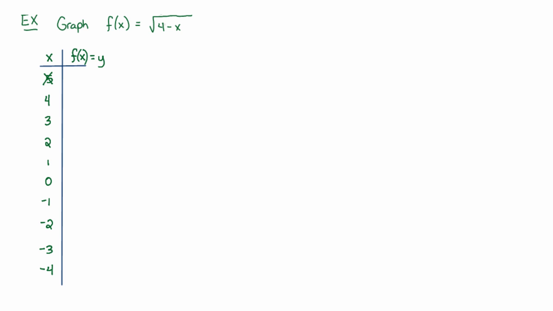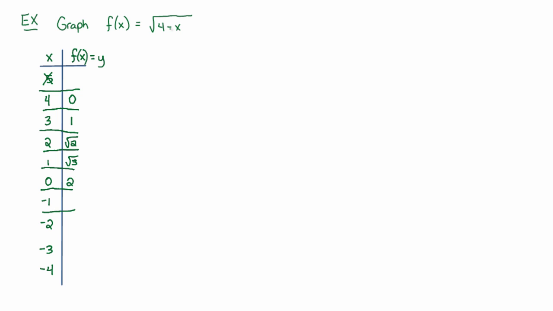When x is 4, I see I have the square root of 4 minus 4, or in other words, the square root of 0, which is actually 0. When x is 3, I get the square root of 4 minus 3, which is the square root of 1, which is 1. When x is 2, I get the square root of 4 minus 2, which is actually the square root of 2. When x is 1, I get the square root of 3. When x is 0, I get the square root of 4 minus 0, which is 2.